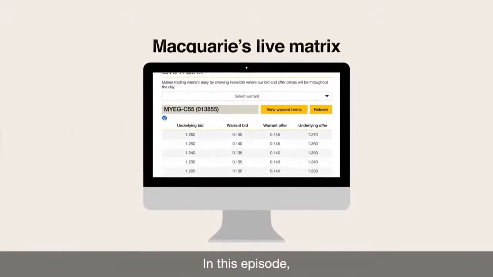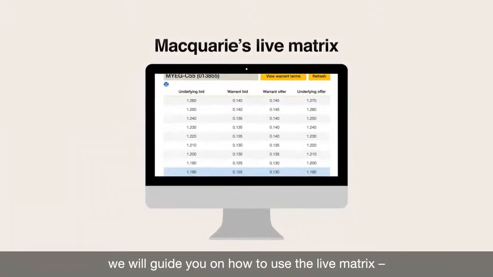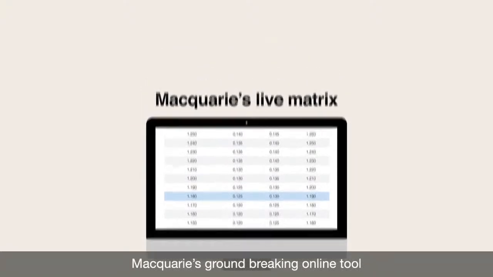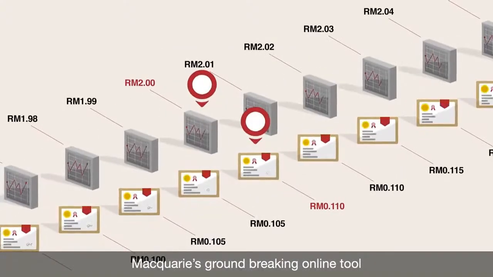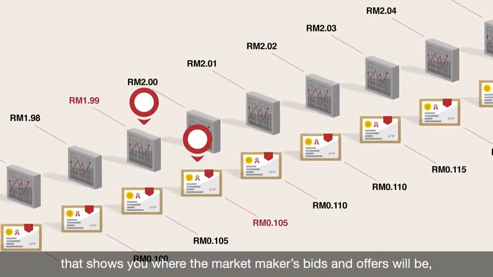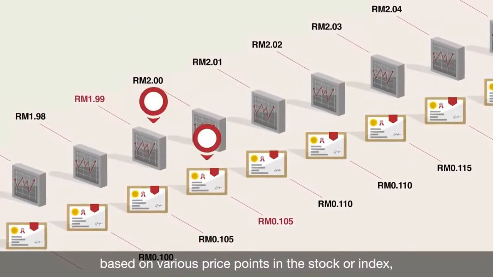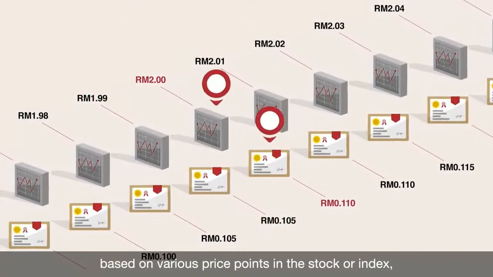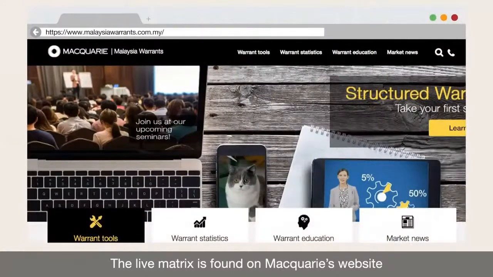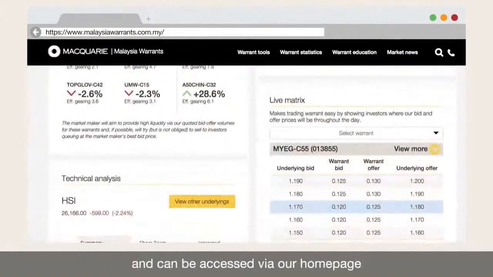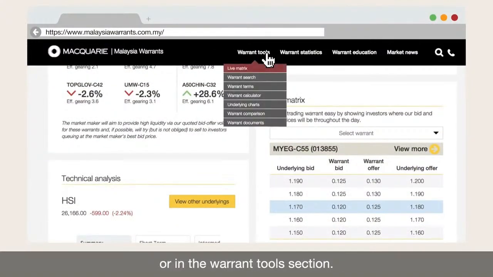In this episode, we will guide you on how to use the live matrix, Macquarie's groundbreaking online tool that shows you where the market maker's bids and offers will be, based on various price points in the stock or index, in real time. The live matrix is found on Macquarie's website and can be accessed via our homepage or in the Warrant Tools section.